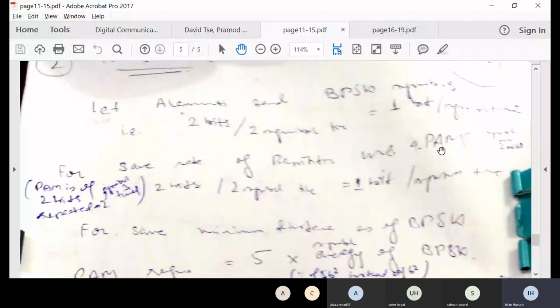If I want the same rate for repetition, I will use 4PAM. 4PAM is using 2 bits and repeats the 2 bits, so 2 bits in 2 symbol times. Overall, it is sending actually 1 bit in 1 symbol time. So now I have kept the rate the same. Once I keep the rate the same, then I will compare other things, power or minimum distance. Coming back to the book.